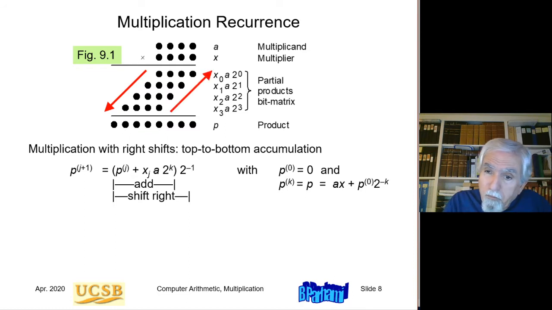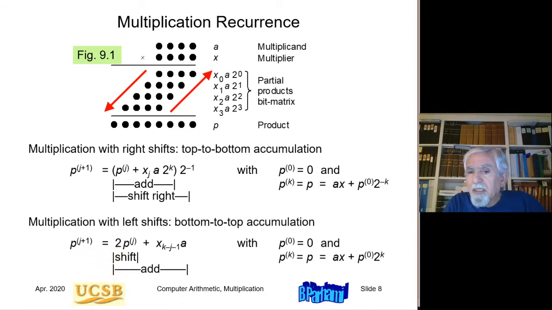I can also form and accumulate the partial product from bottom to top. So when I went from top to bottom, the previous result had to be shifted to the right before the next one is added. When I start here, the previous result should be shifted to the left before the next one is added. So the recurrence is shown here. In each step, you double the partial product, shift it to the left, and add the product of this digit of x and a. And this digit starts with x_(k-1). So for j equal to 0, this will be x_(k-1).